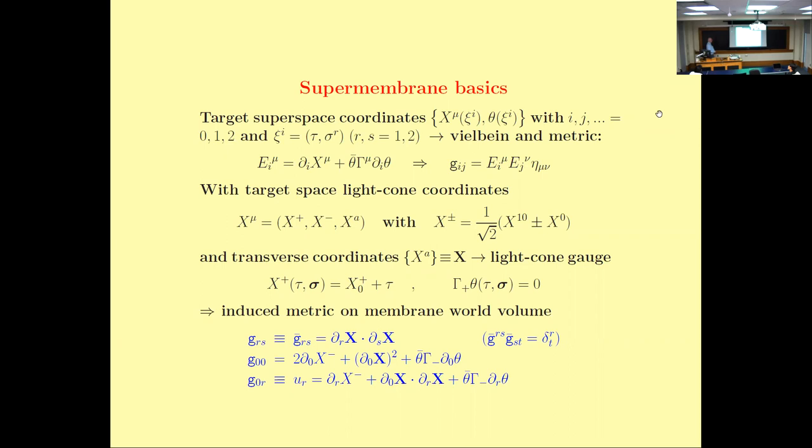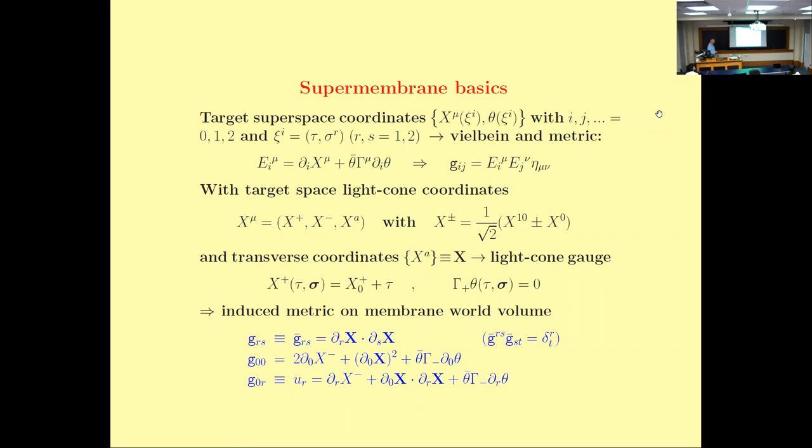So all of this is familiar from string theory. There's also a corresponding condition on the fermions. The thetas are 32-component real Majorana spinors in target space. The condition just halves the number of fermions. But with this formula, it's relatively straightforward to calculate the induced world volume metric, which you see here.